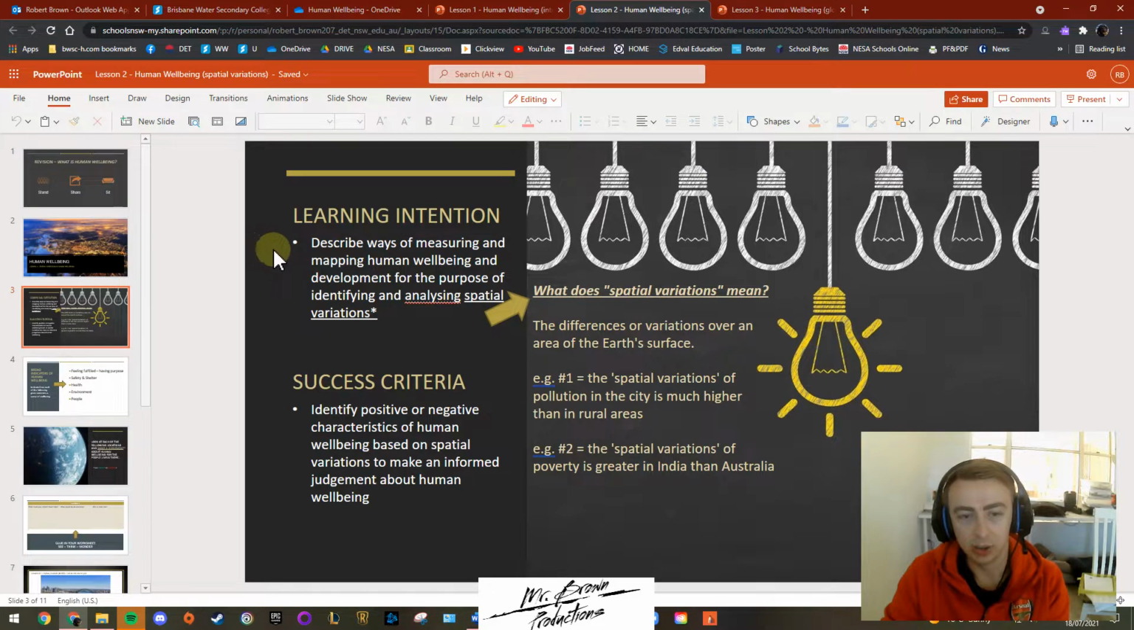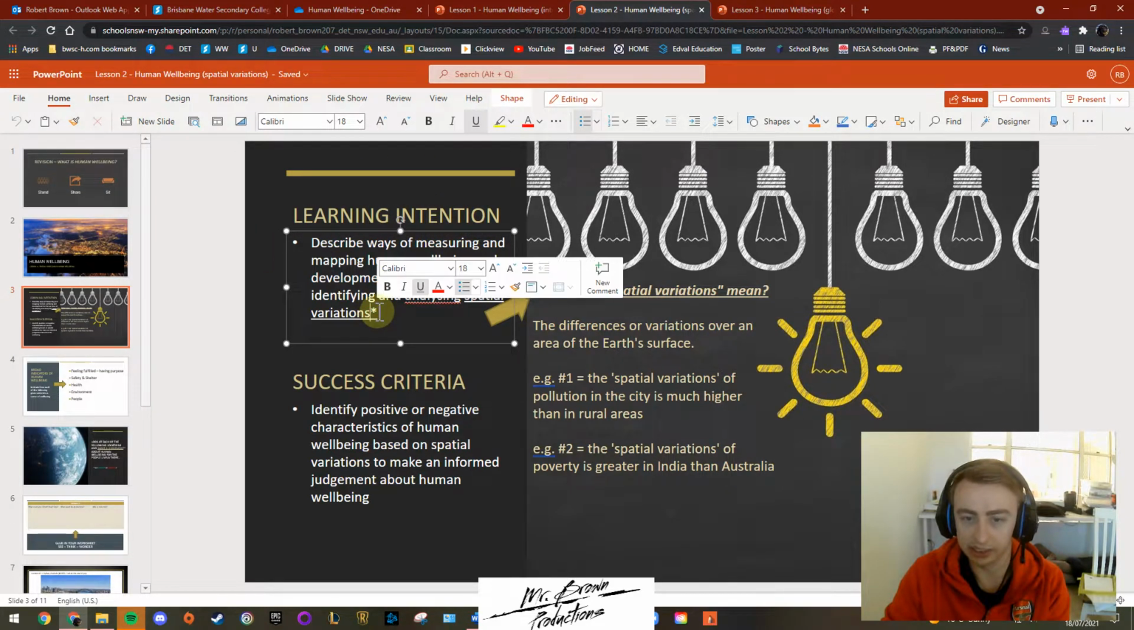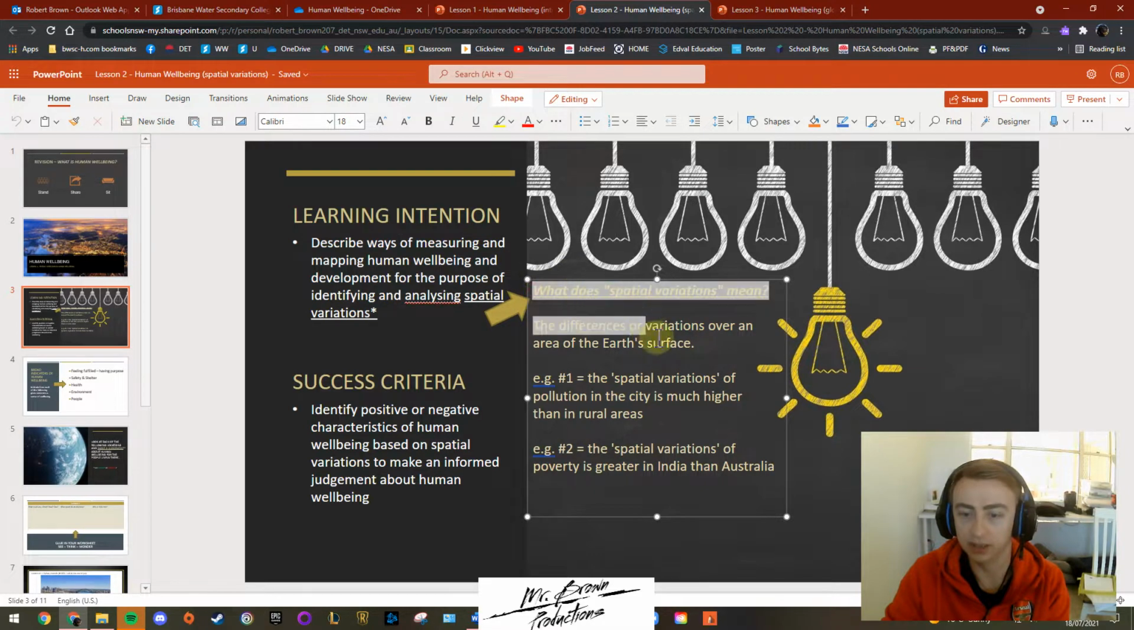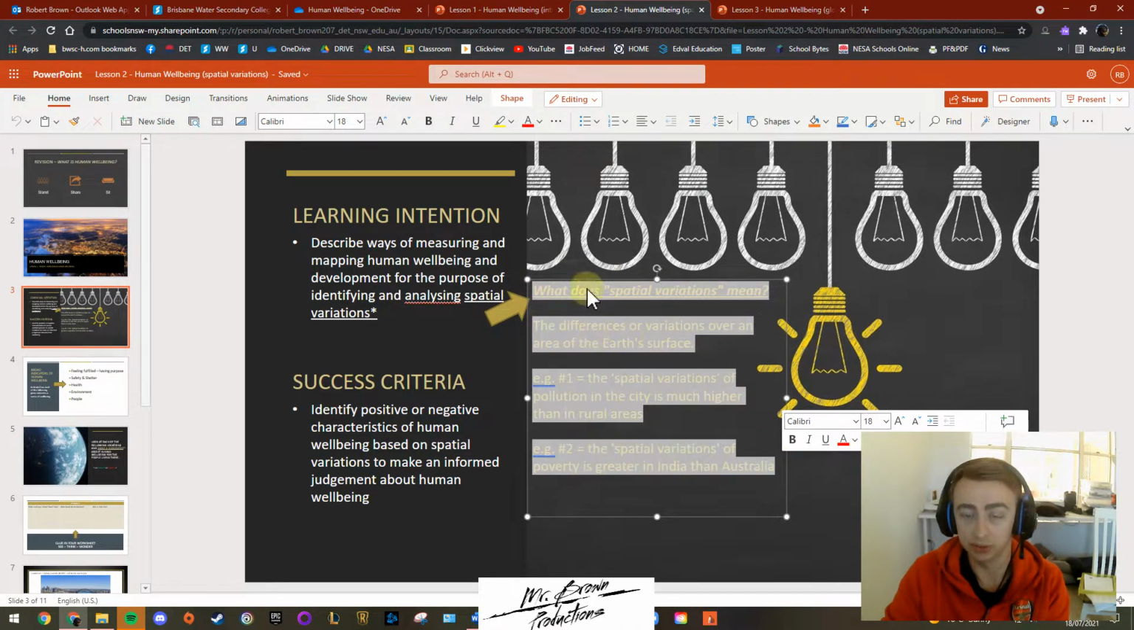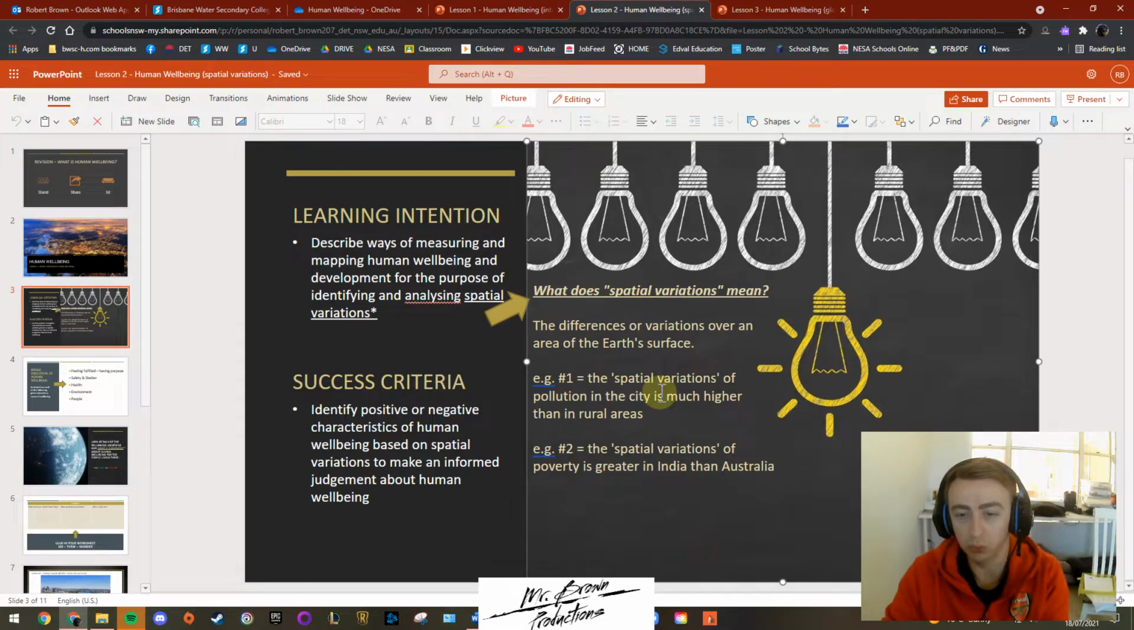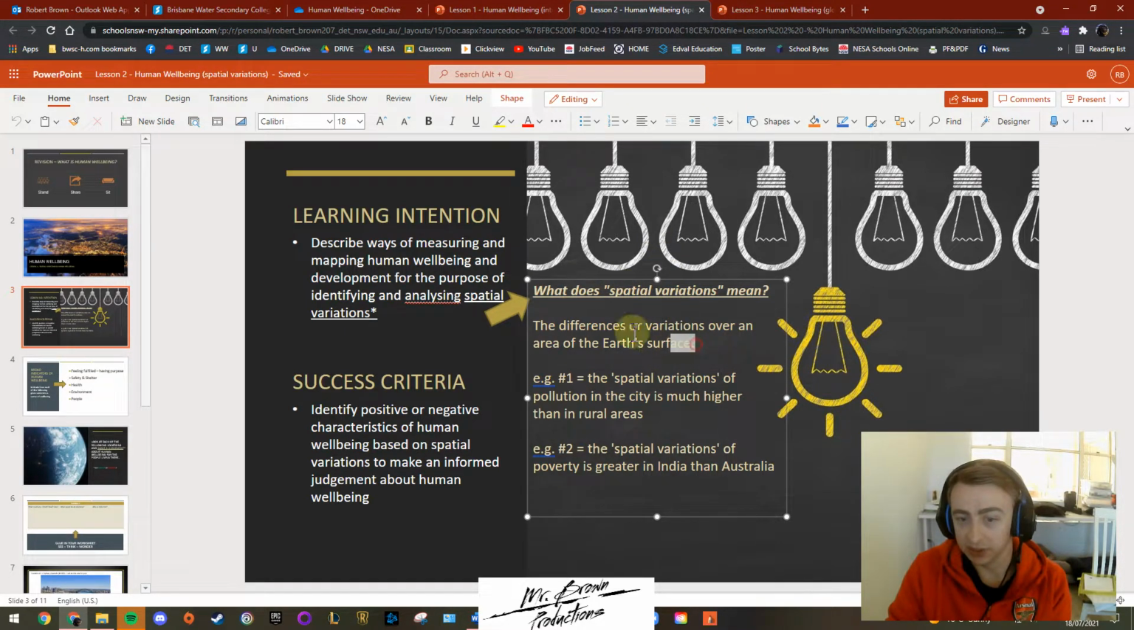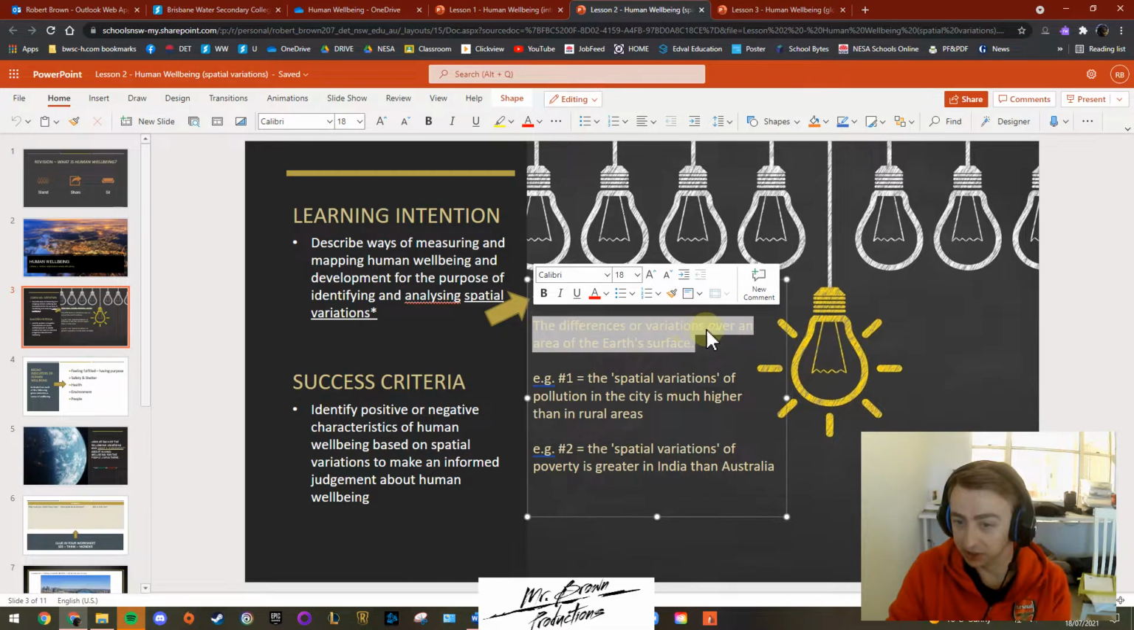So once you've written that learning intention down, make sure you do write that little asterisk, because I want you to write down what this is as well in your books, please. So what does spatial variations actually mean? It's a big concept in geography, and you've probably seen it before already, and for some of you this might be a refresher, but for some of you this may be the first time you've heard the term. So what spatial variations means is this: it's the differences or variations over an area of the Earth's surface.